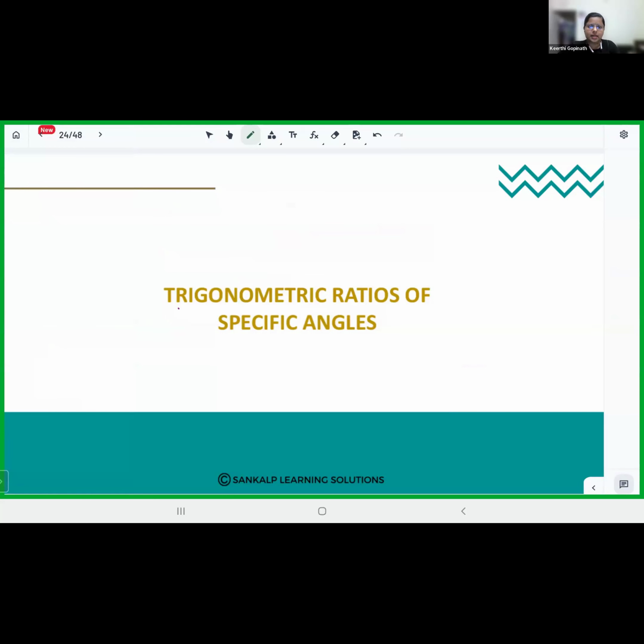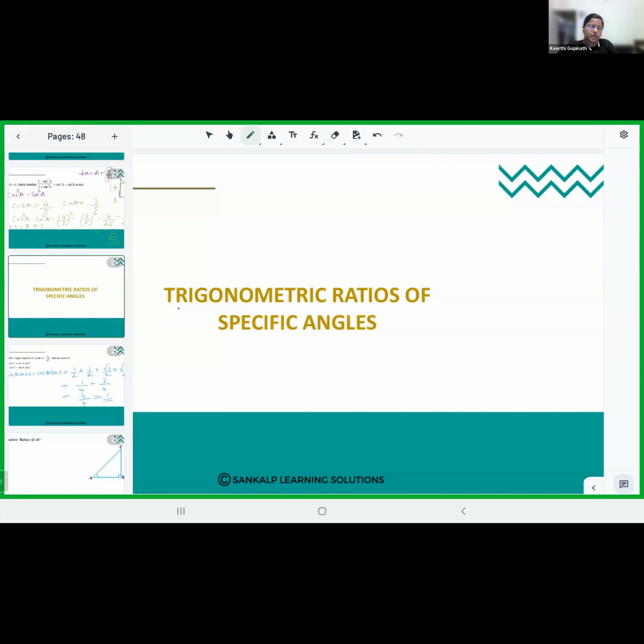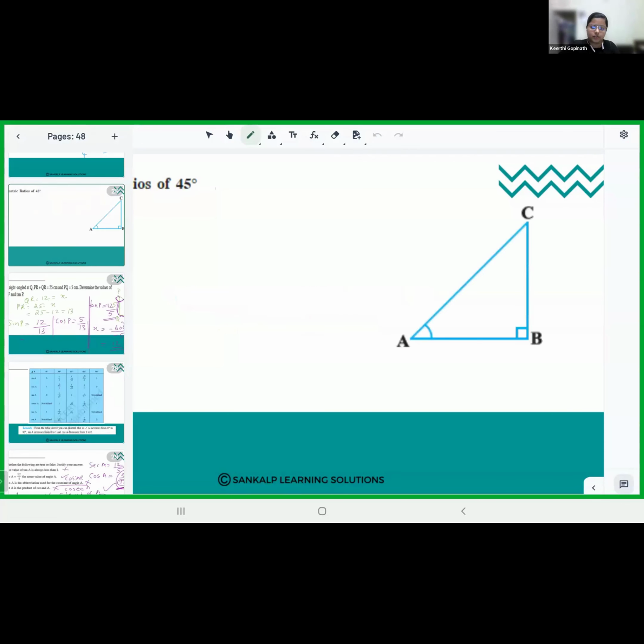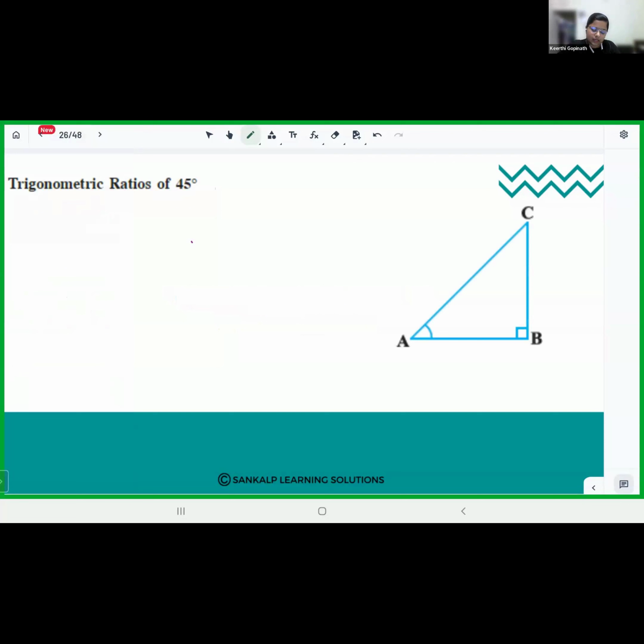And we'll be considering the angles 30 degree, 60 degree, 45 degree, and similarly 0 and 90 degree. So we are going to find the trigonometric ratios of these particular angles. First of all, we are going to find the trigonometric ratio of 45 degree. For that, consider the right triangle given on the slide.